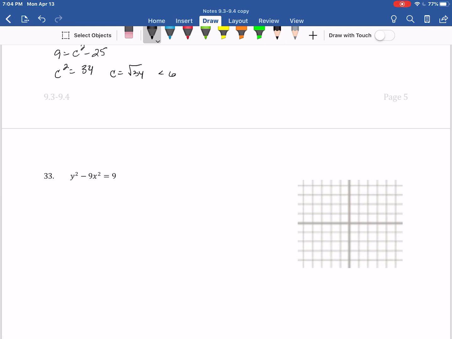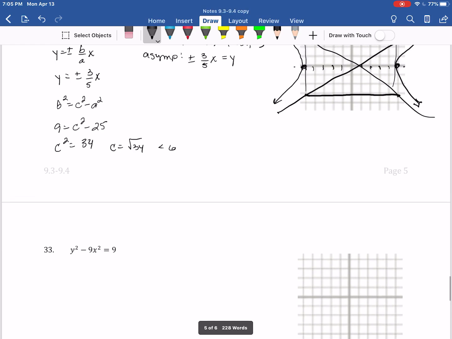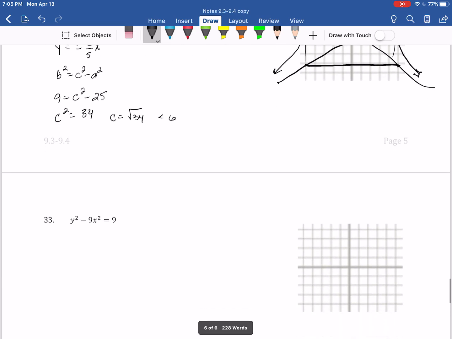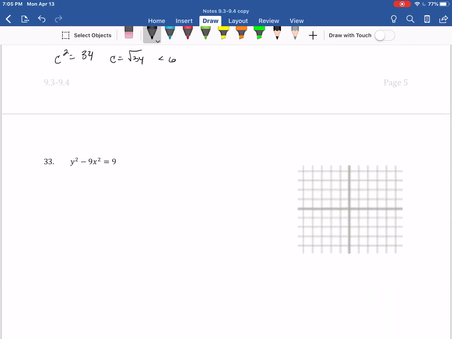The next example we have is going to give us the equation of a hyperbola, and we're going to find all of the information that was specified in the example that we finished in the previous video. One thing I want you to notice is that it's equal to 9, and the general forms for a hyperbola have that equal to 1, so we have to divide everything by that 9. Now we get the equation y squared over 9 minus x squared over 1 equals 1.